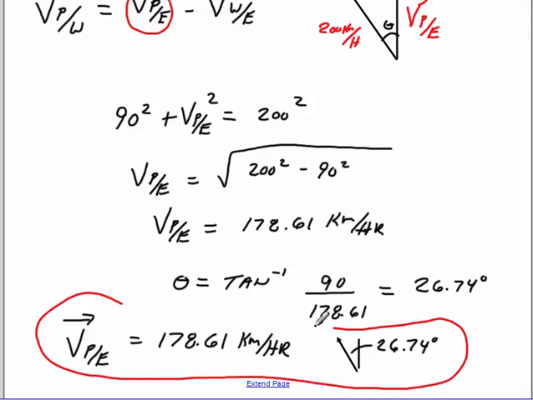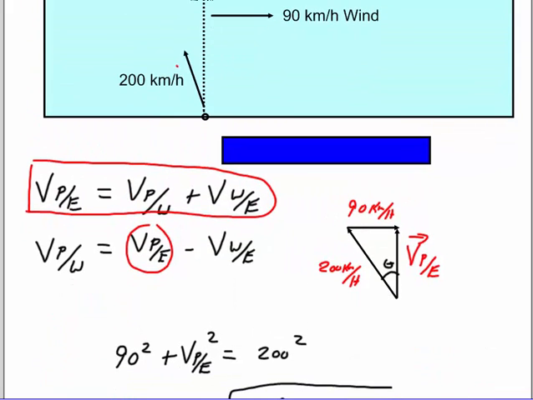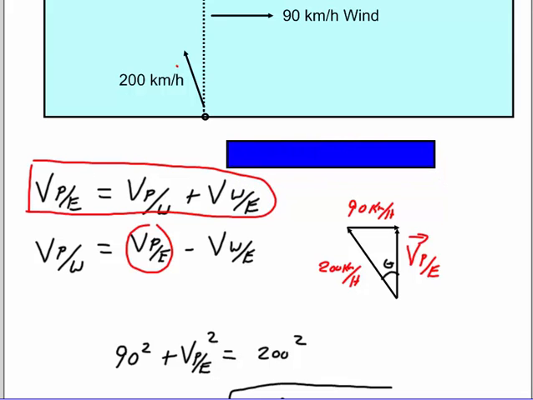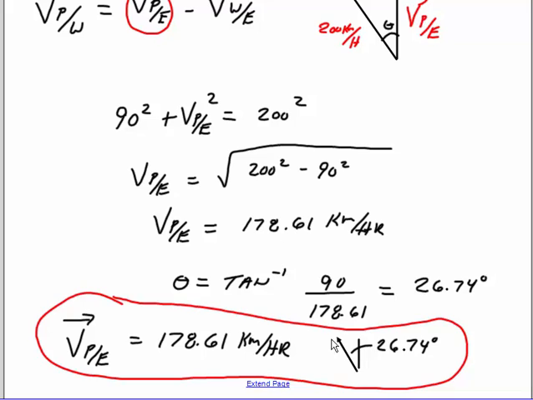All right, and that would be my correct answer. We'll go check that, make sure I know what I'm talking about. And yeah, with rounding, exactly. It's 26.7 west of north, which we're going west of north. All right, so that's how you set up these problems.